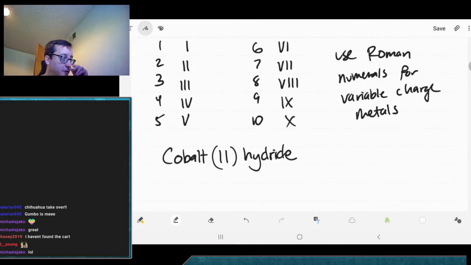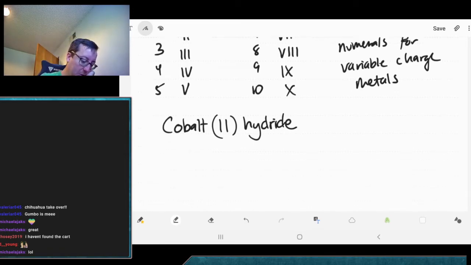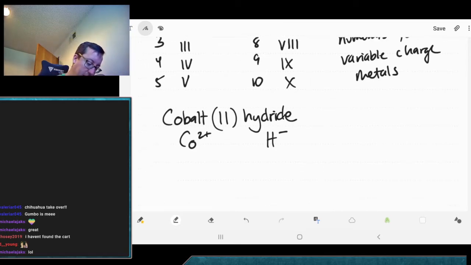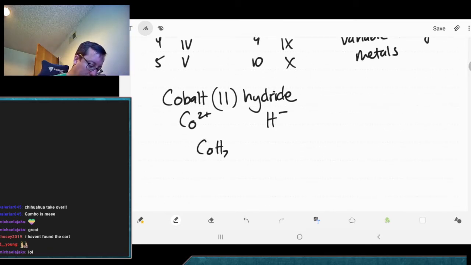Let's do this one. Let's go from name to formula. Name to formula is always the easier one, right? Oh, no, it's not. For this part it is. For the transition parts it is. Because Cobalt 2 tells us we have Co2+. Hydride is H-. Remember, hydrogen can be either plus or minus. The "-ide" ending tells us it's minus. Remember, "-ide" only goes with negative things. So if we crisscross these, we get CoH2.